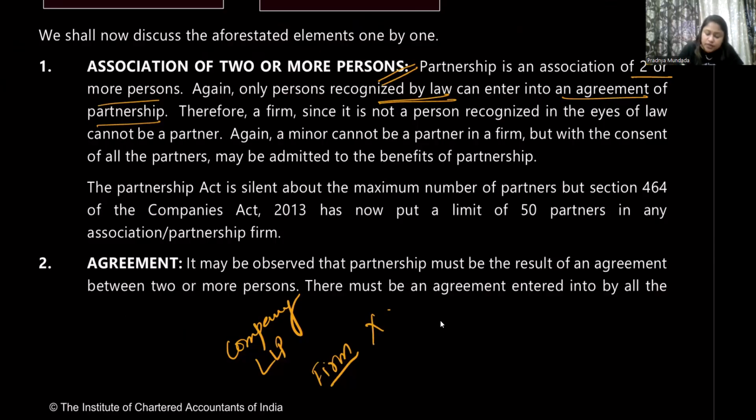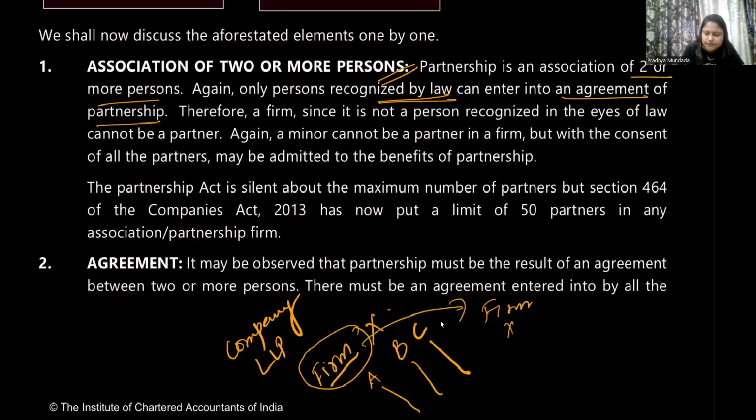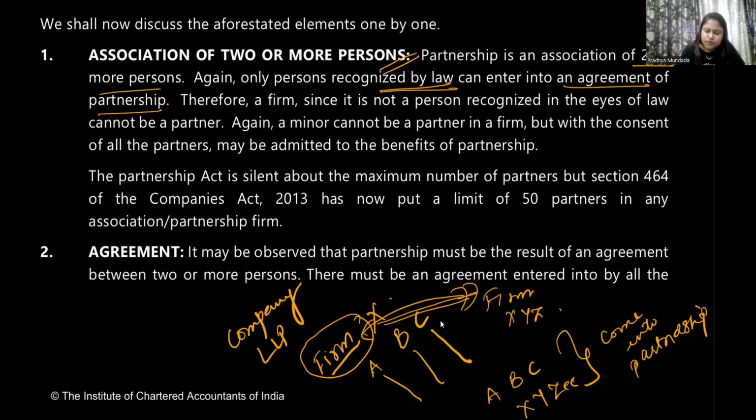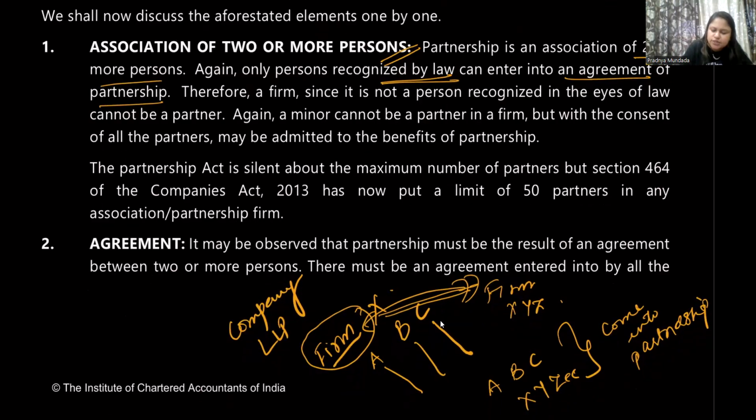An LLP can become a partner. But if there's a firm which has partners A, B, C, and they want to become partners with another firm, they have to actually join. They cannot say this firm is the partner of another firm. So if this firm has X, Y, Z as partners, and they want to join together as partners now, it should be like A, B, C, X, Y, Z have decided to come into partnership. So it should be persons who are recognized as persons in the eyes of law. A partnership firm is not recognized as a person. Therefore, since it is not a person recognized in the eyes of law, it cannot be a partner.